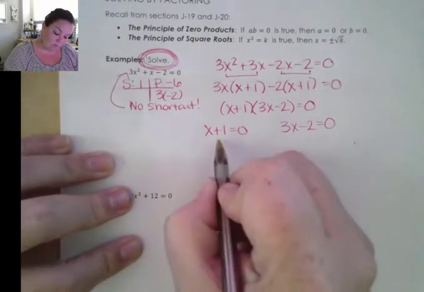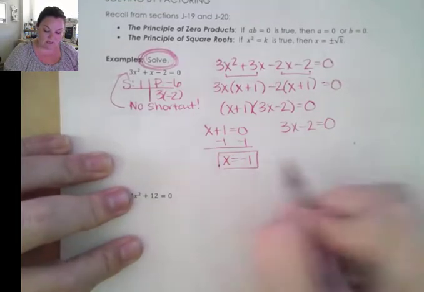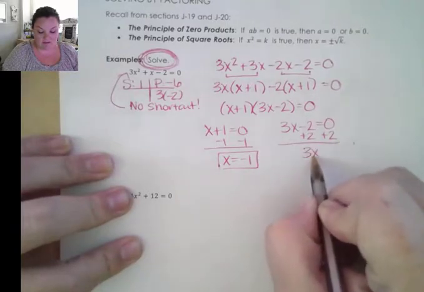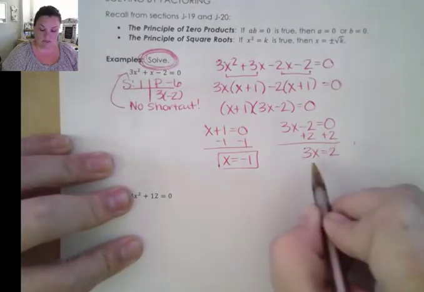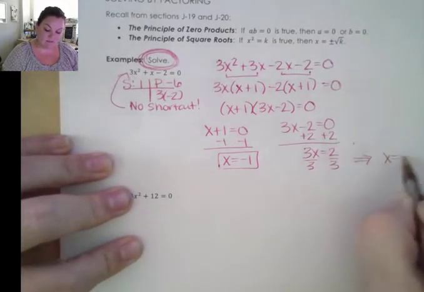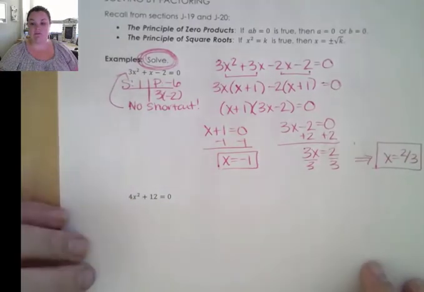Okay, so here we move our 1 over by subtracting. So x equals negative 1. On the second one, we move our 2 over by adding. So 3x equals 2. And then we divide off our 3. So that tells us that x is equal to 2/3. So those are the two solutions I get from factoring.